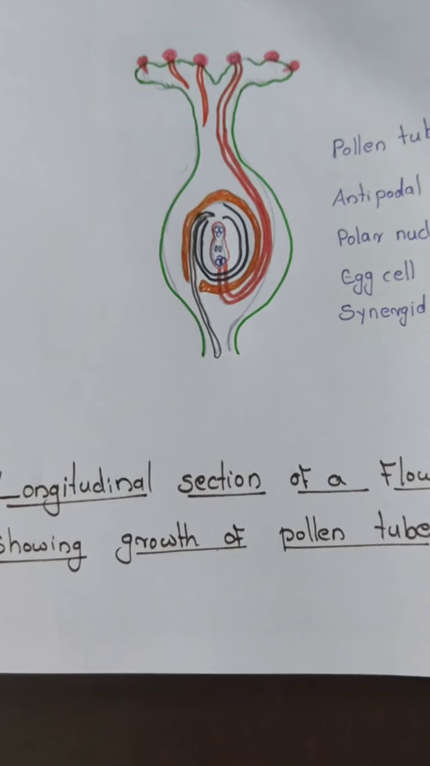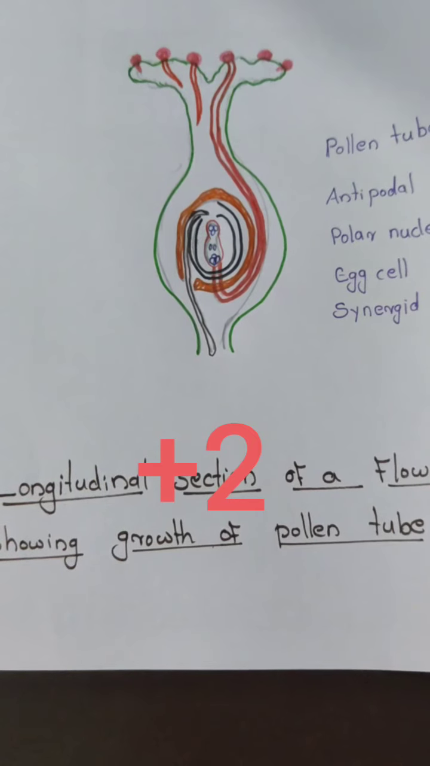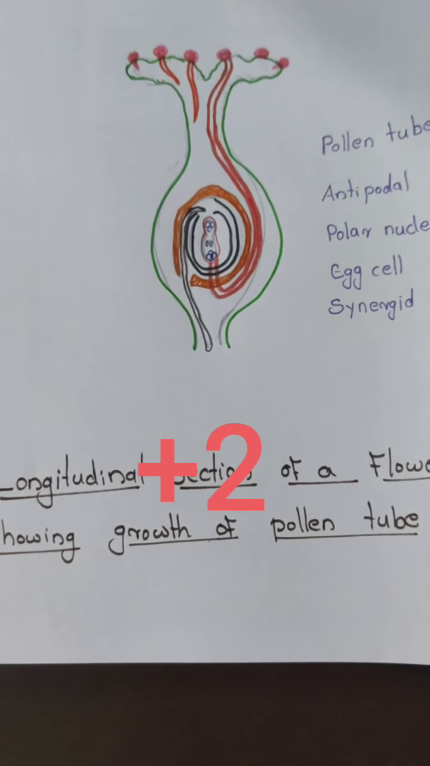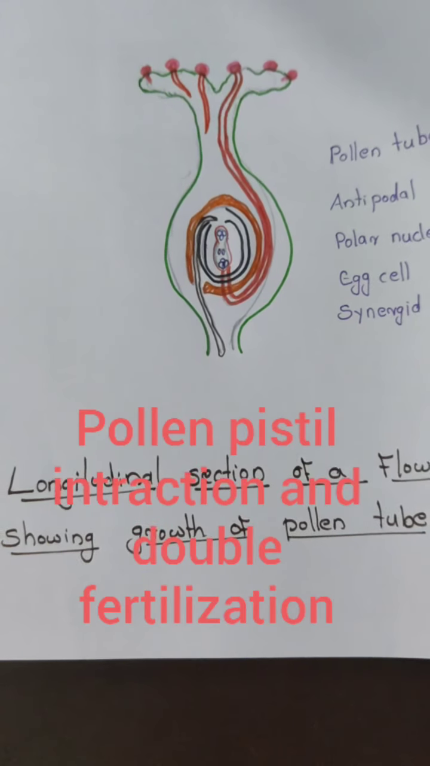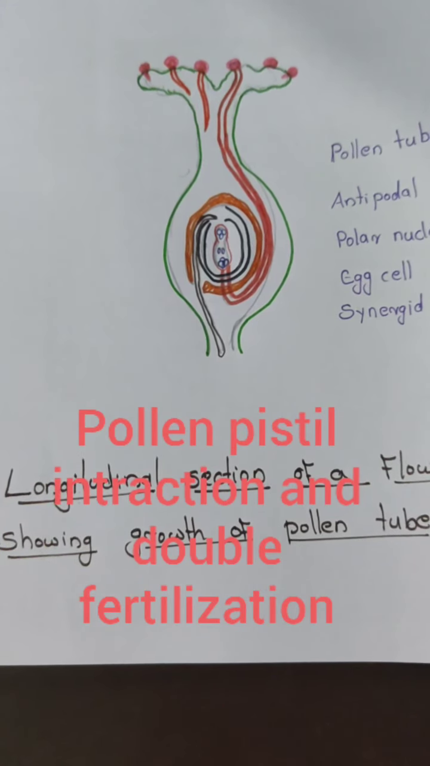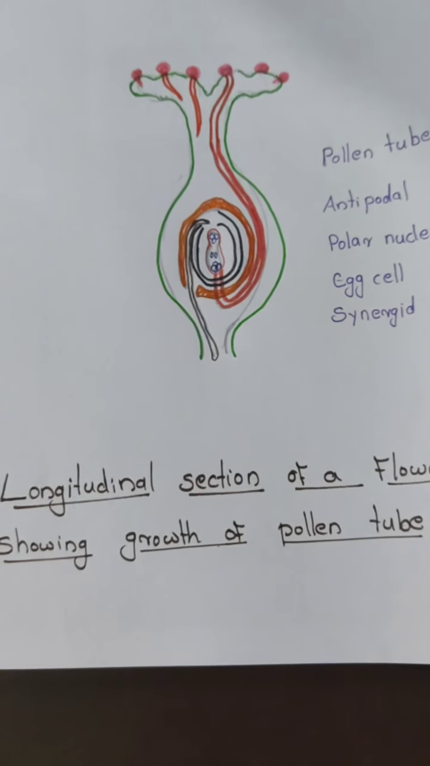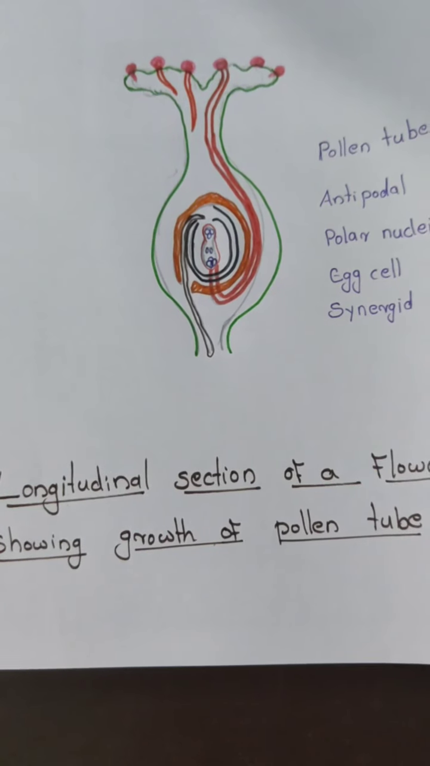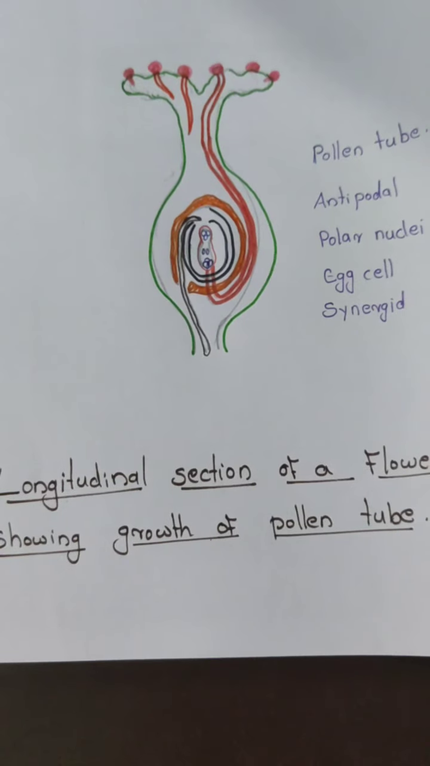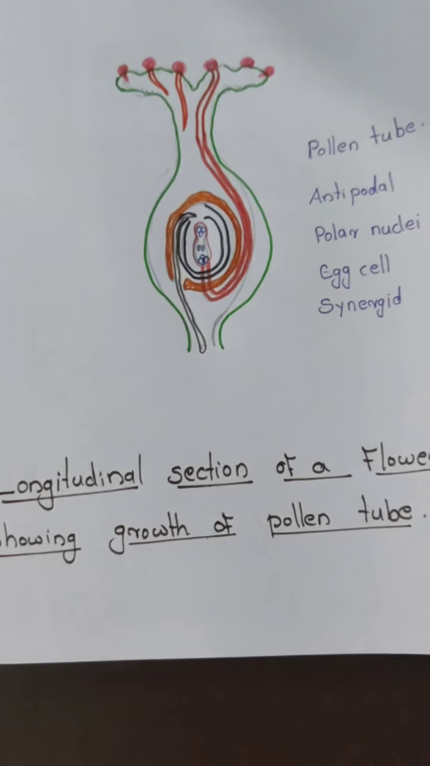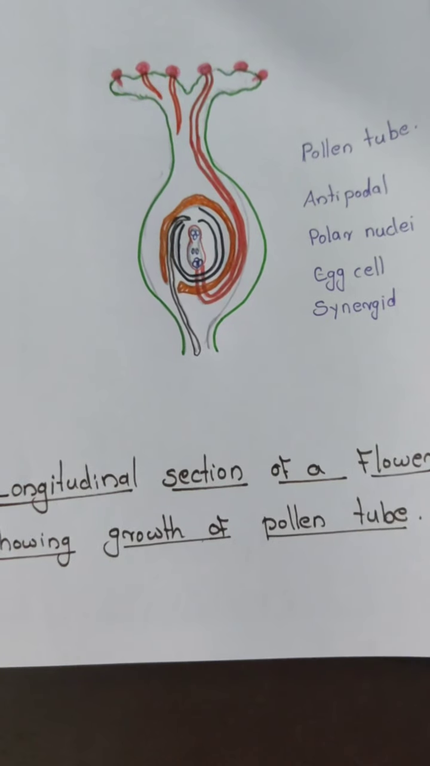Today's topic is pollen-pistil interaction and double fertilization. In the previous class we studied different topics: the male and female reproductive parts of the flower, the structure of the ovule, the embryo sac, then pollination and agents of pollination. Today we study pollen-pistil interaction.